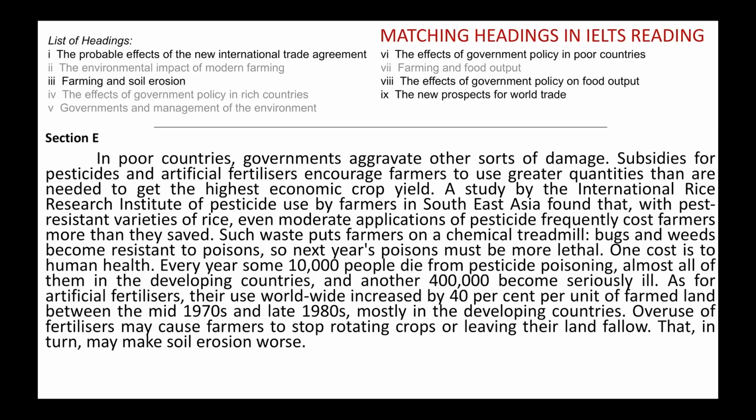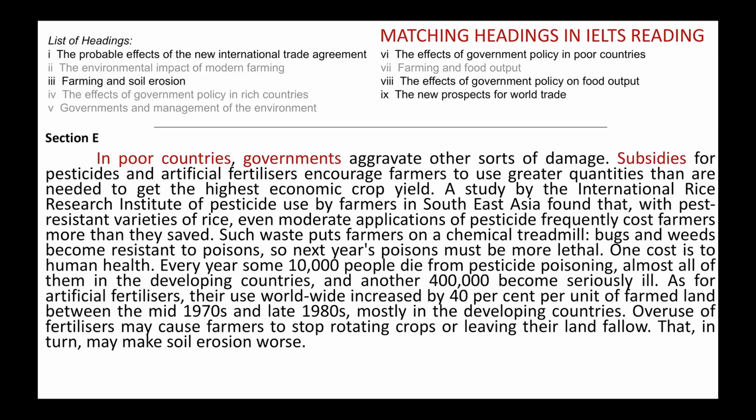The next one is again a pretty small one, and the keywords here are poor countries and again governmental policies. Which ones? Exactly, subsidies for pesticides and artificial fertilizers. We can go further in a paragraph to see that actually we are talking about, for example, Southeast Asia. And all the text is actually about fertilizers, different types of fertilizers. And in the very end of the paragraph, we have soil erosion, like a trigger word for you.